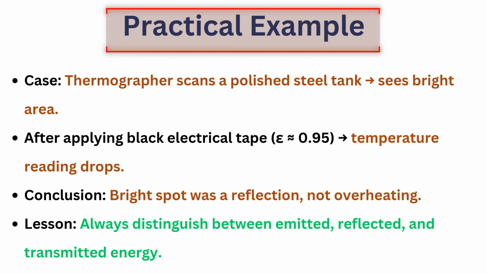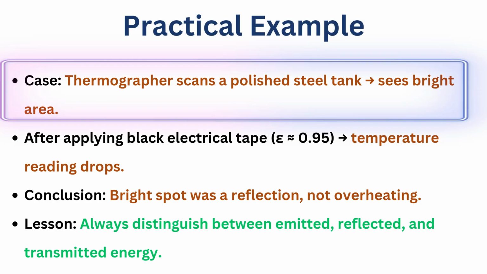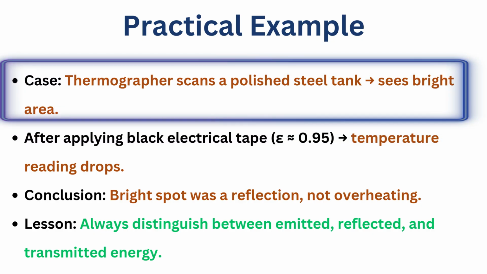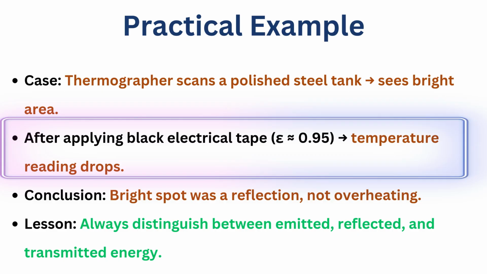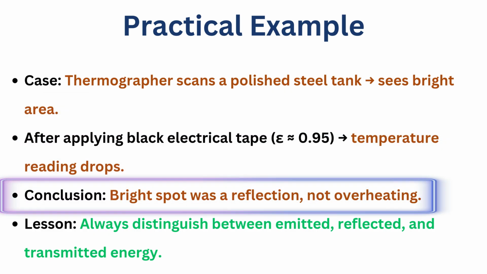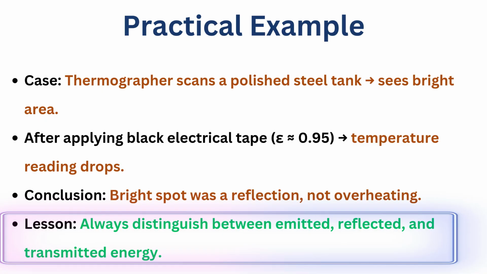Okay, so let's take a practical example here. Let's say you are a thermographer scanning a polished steel tank and you see a bright area, and we assume that it's overheating. But after placing black electrical tape, which has a high emissivity factor, more than 0.95 on the surface, the measured temperature drops significantly. So the brighter spot that we saw earlier wasn't heat, it was just a reflection. This is why we must always separate the emitted energy from the reflected and transmitted energy.